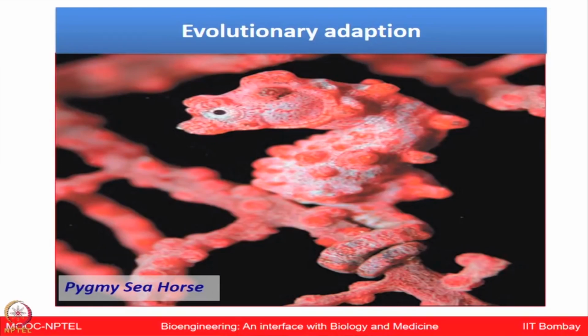Let us look at this pygmy seahorse, which provides an example of evolutionary adaptation. The appearance of this pygmy seahorse pretty much camouflages with the environment, which you can see in the red color, and such adaptations evolve over many generations and will probably become part of the hereditary, which is part of Darwinism, which we will talk about later as a part of evolution, that many of these positive changes which are best suited to the environment could become part of the hereditary and may pass from one generation to the next.